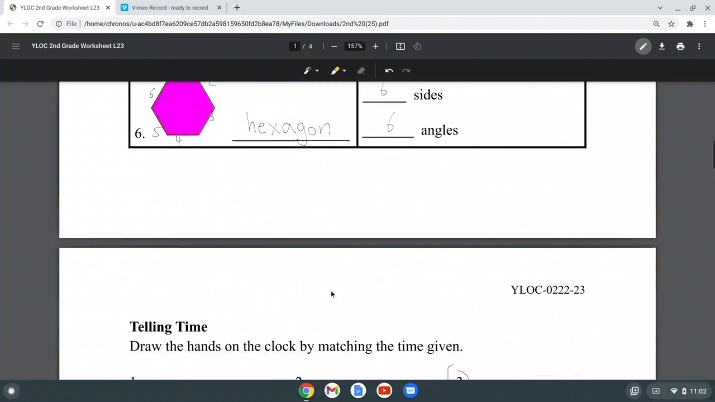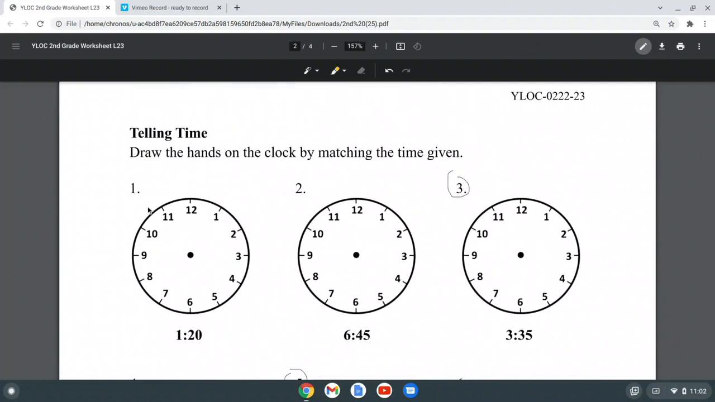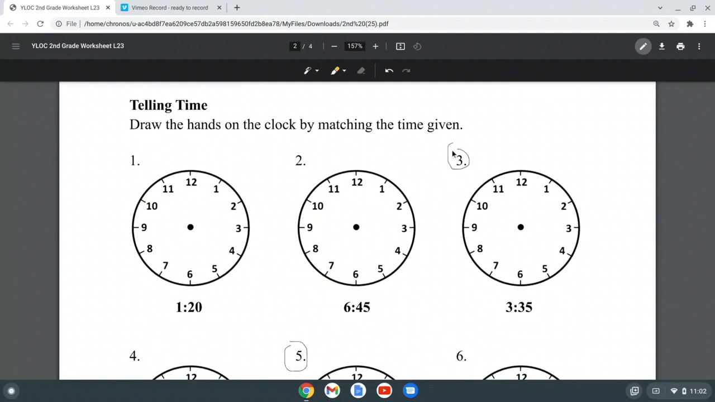Let's go to the next page. Here we have telling time. Draw the hands on the clock by matching the time given. Here we have 3:35. So let's draw the short hand, and I'll be pointing between 3 and 4. And since 6 is 30, this would be 35. So the long hand would point at 7. 3:35.